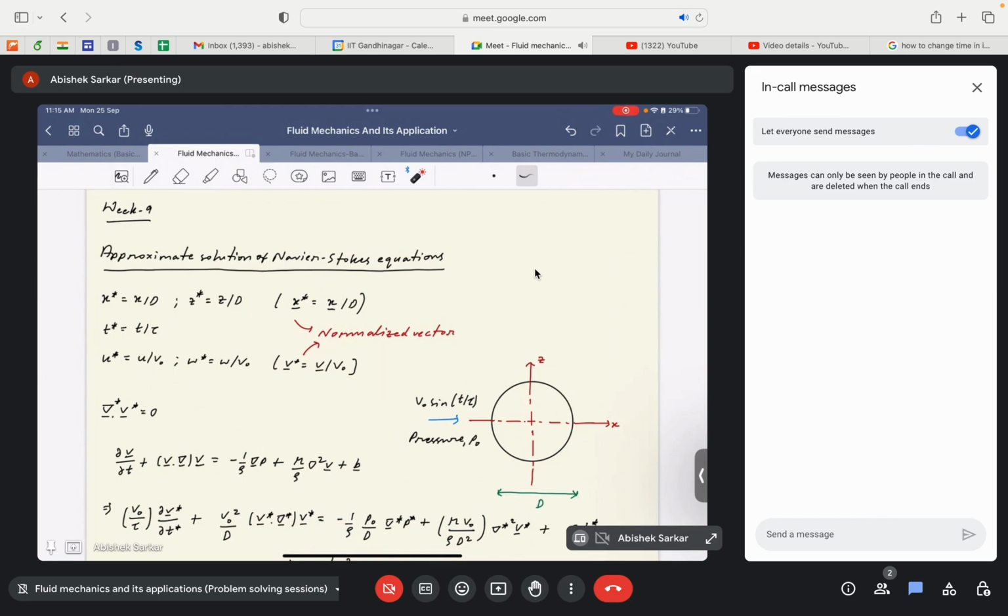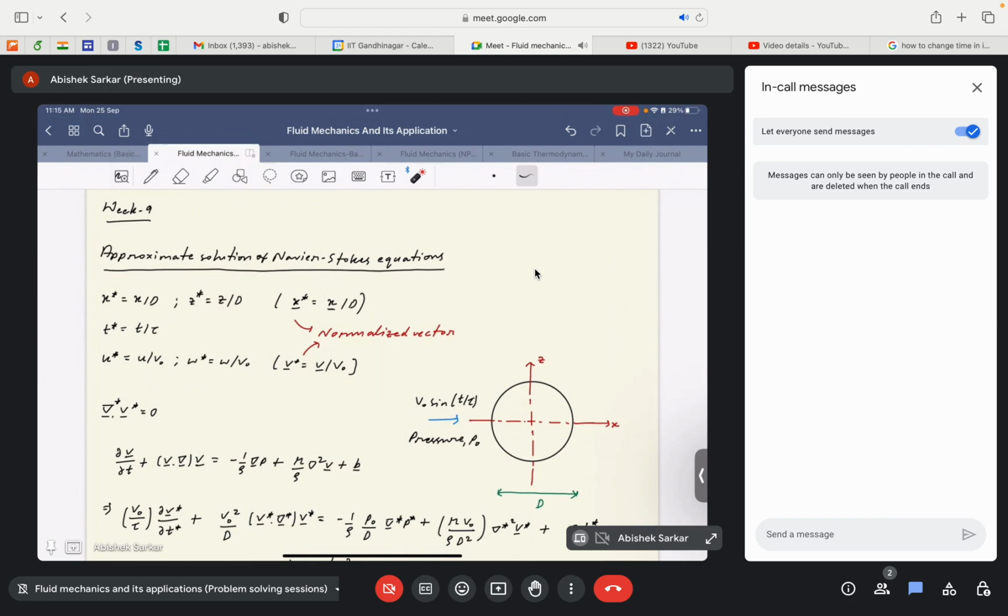Okay, so this week we will be dealing with a very important as well as interesting and conceptually rich topic of approximate solutions to the Navier-Stokes equation. Okay, so the first question itself arises: why approximate? Why deal with approximate solutions, right?